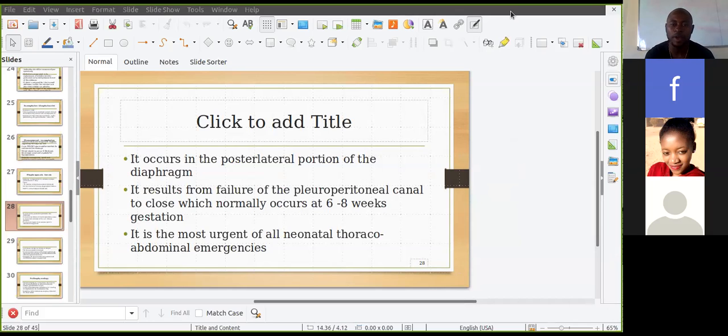these neonates are at high chance of developing diaphragmatic hernia. Okay, so this is one of the most emergent congenital abnormalities that requires urgent attention.